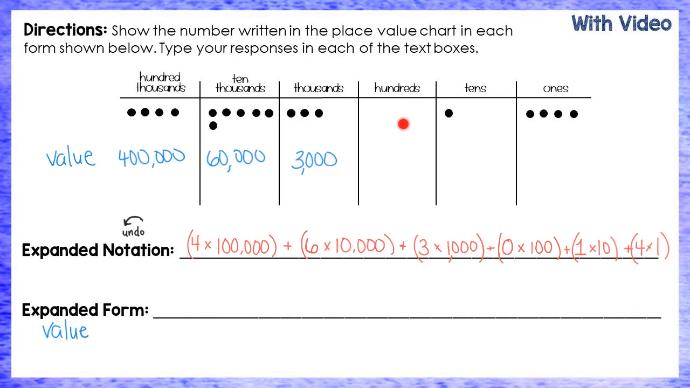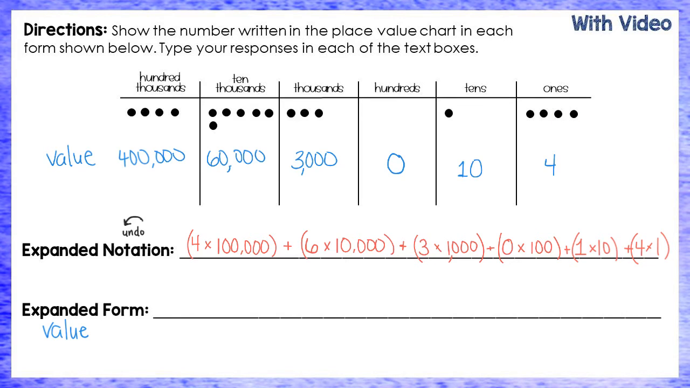In the hundreds place, what is the value? If there's nothing here, the value is 0. In the tens place, what is the value? This is worth 1/10 or 10. And in the ones place, these 4 dots are worth 1, 2, 3, 4.